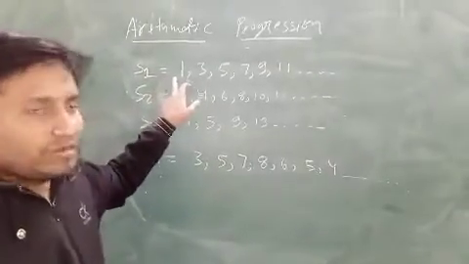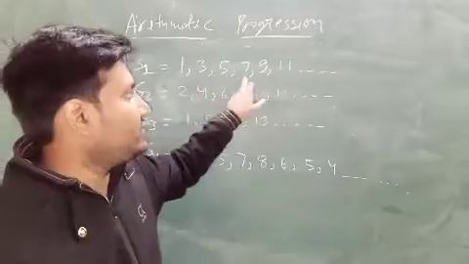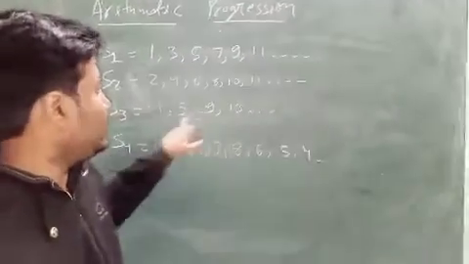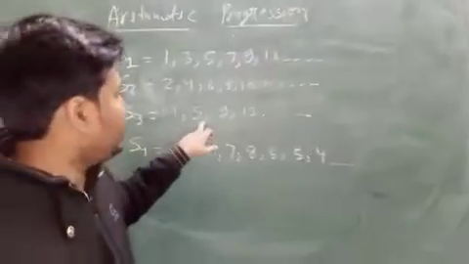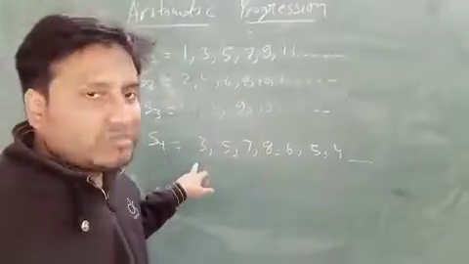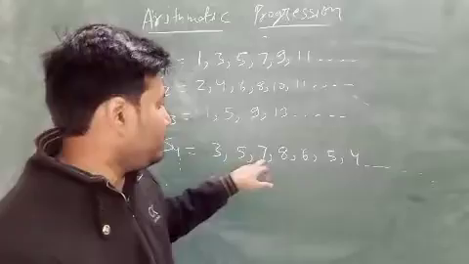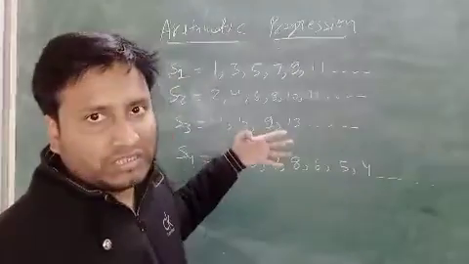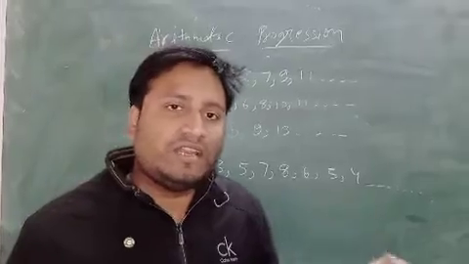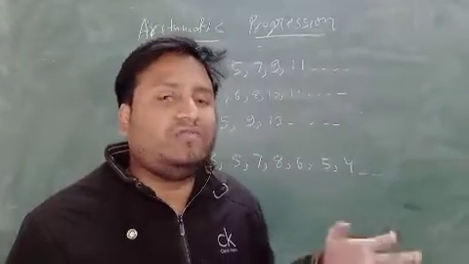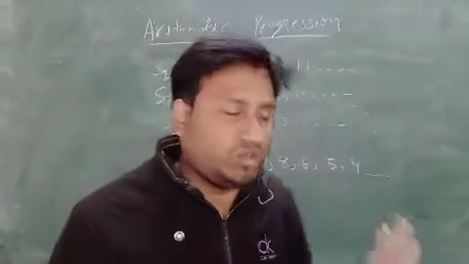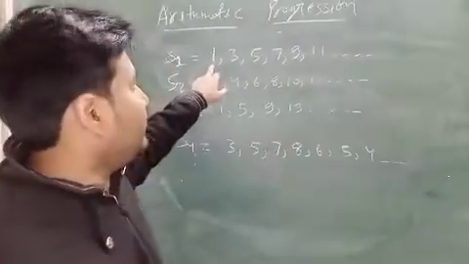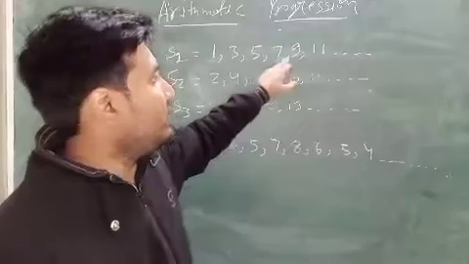Series number 1 is 1, 3, 5, 7, 9, 11. Series number 2 is 2, 4, 6, 8, 10. Series number 3 is 1, 5, 9, 13. And series number 4 is 3, 5, 7, 8, 6, 5, 4. In all four series, we find which are in arithmetic progression and which are not. Okay, so look at the first series: 1, 3, 5, 7, 9, 11.